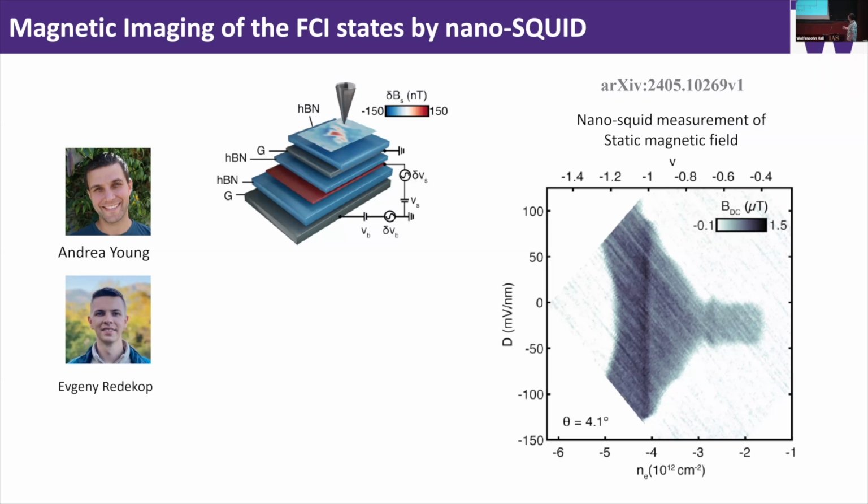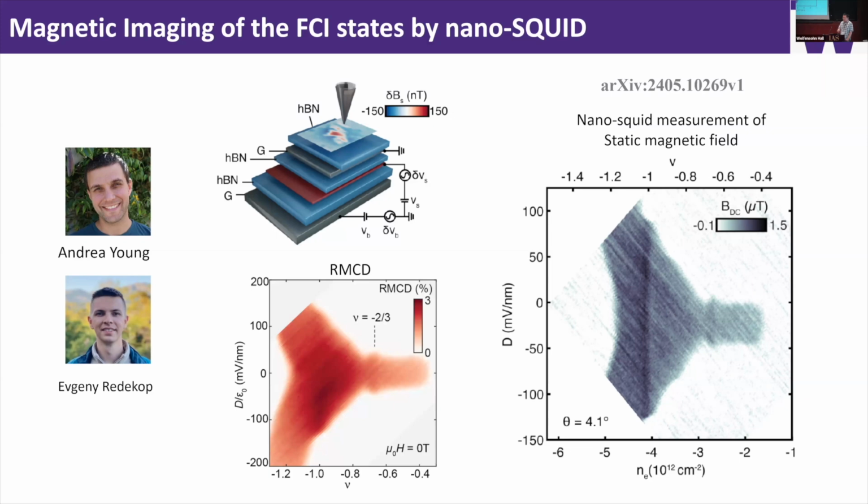So you can clearly see that in this phase space, at these hole dopings and with a certain electric field, you have this non-vanishing DC magnetic field, on the order of microteslas. If I compare this measurement with my magnetic circuit diagram and determine the phase diagram, you can see these two actually look almost identical.